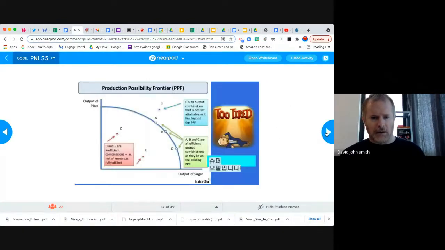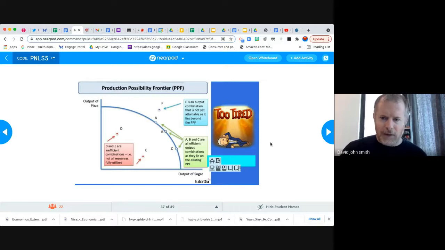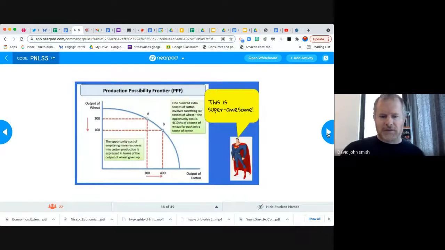All right, so check this one out. This is where we were. This is us, Luckman. This is all of us, don't worry. Okay, A, B, and C, they're all efficient output combinations because they are on the PPC. These were the ones that were inefficient, or not all resources fully used. And this one out here, we're not able to get. Now, you might have noticed I said we're not able to get it with the current technology, with the current level of resources. So there's a possibility that we could get there, right? And what we can say is, hopefully, yes, here we go. Check this out.